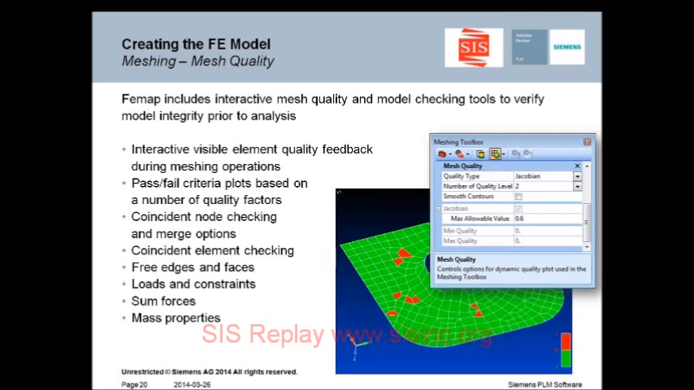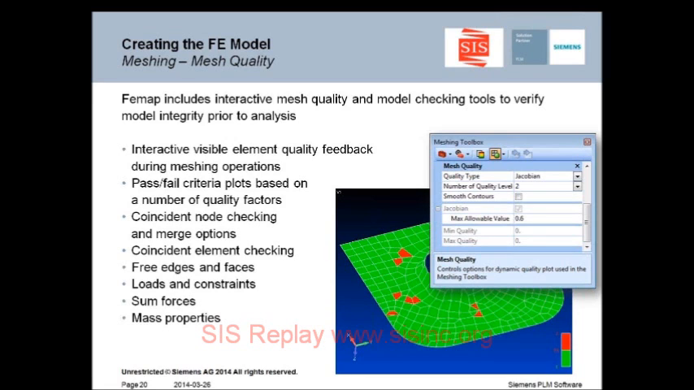Mesh quality, I mentioned this is the red-green plot here that you can get, and you can set your criteria to be one of several that are available. And I think this slide shows Jacobian. Here's the measuring criteria, and again, it's interactive. You can get a plot of what the elements look like, whether they pass or fail, based on the criteria that you selected. There are also other checking things that you can do.